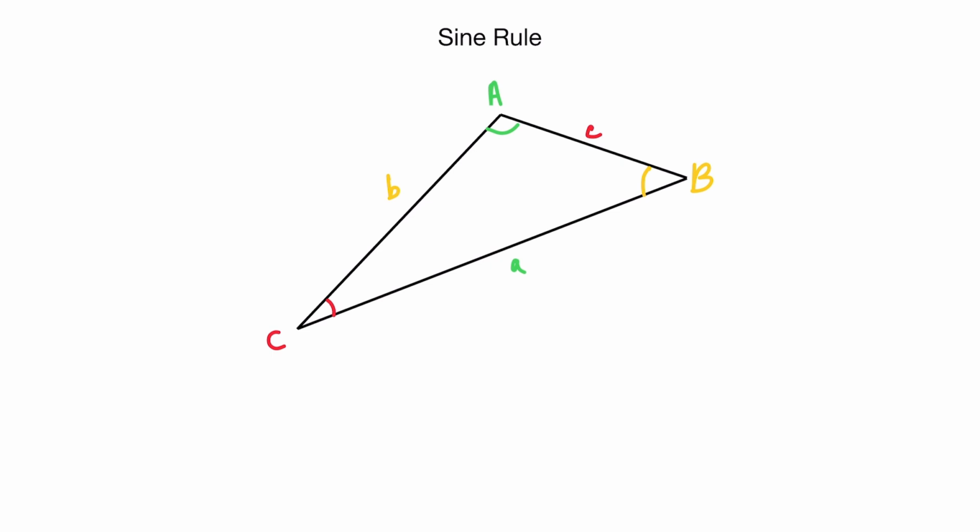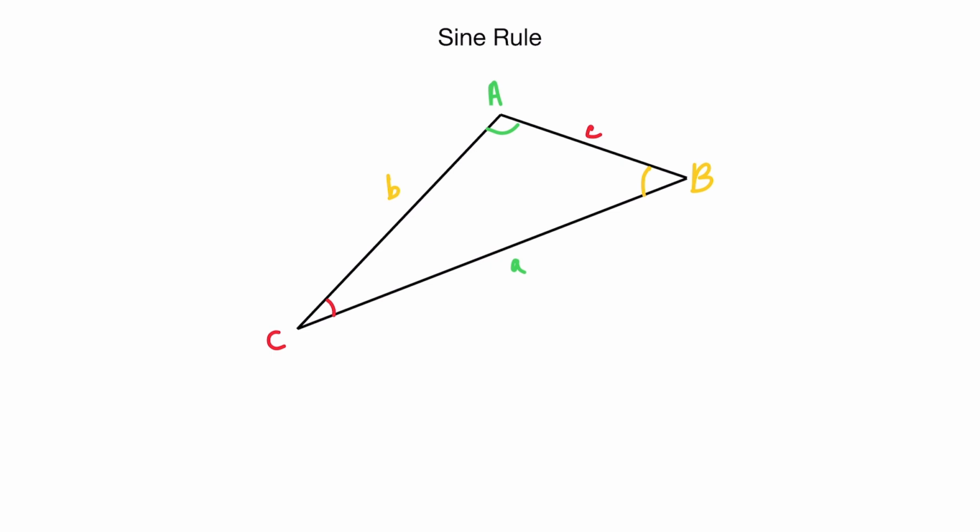So here I've got a scalene triangle, as you can see, and what I've done here is I've marked each angle with capital A, B, and C. Now what I've done is I've looked at the side that's opposite that angle, and then I've marked it with a lowercase a, b, and c.